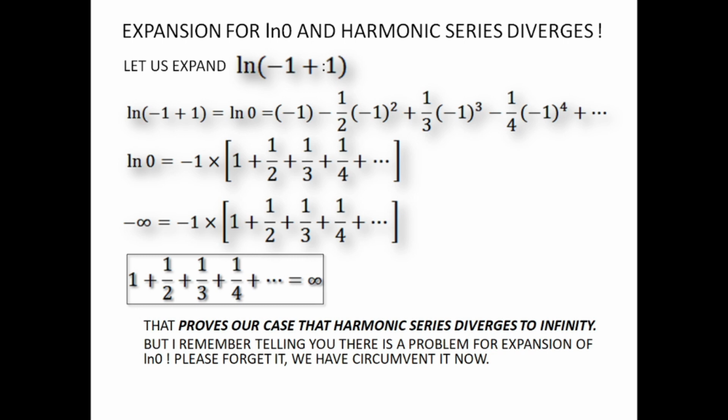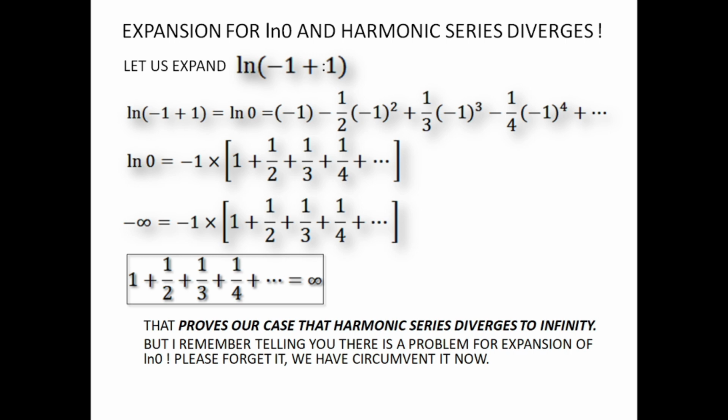Expansion for ln 0, and the harmonic series diverges. We are violating our own rules. We are going to expand ln 0. We substitute x is equal to minus 1 in our expression. We have ln minus 1 plus 1 is equal to ln 0, minus 1 minus 1 by 2 times minus 1 square plus 1 by 3 times minus 1 cube, and so on. So we take that minus 1 out. We have ln 0 is equal to minus 1 multiplied by, look there.